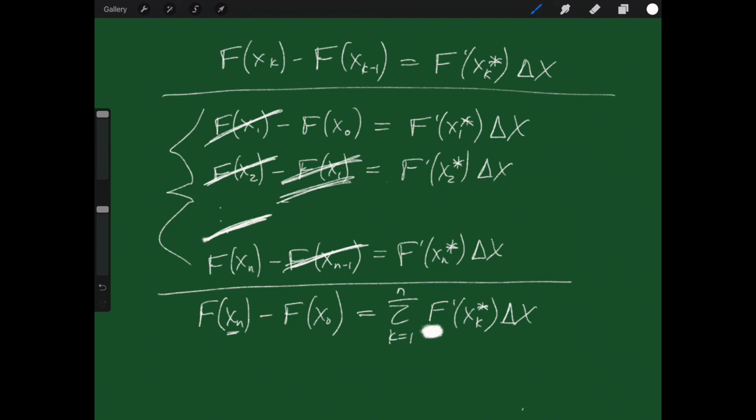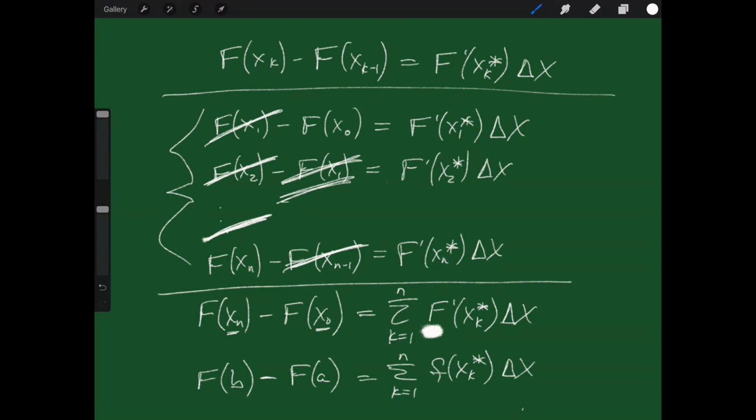X sub n, that's just another way of saying b. So this is just capital F of b. Minus x sub 0, that's just another way of saying a. So this is F of b minus F of a is equal to the sum, k going from 1 to n, of little f of x sub k star times delta x.